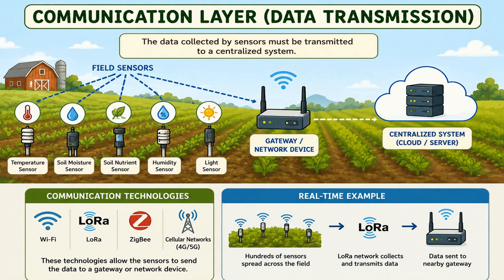And as a result, the farmers can monitor the entire field from one place without physically visiting every section of the farm. And this saves time, reduces labor cost and also enables quick action when any problem is detected. So the communication layer plays a very vital and important role in smart agriculture by ensuring reliable and efficient transmission of data from the sensors to the monitoring and control systems.